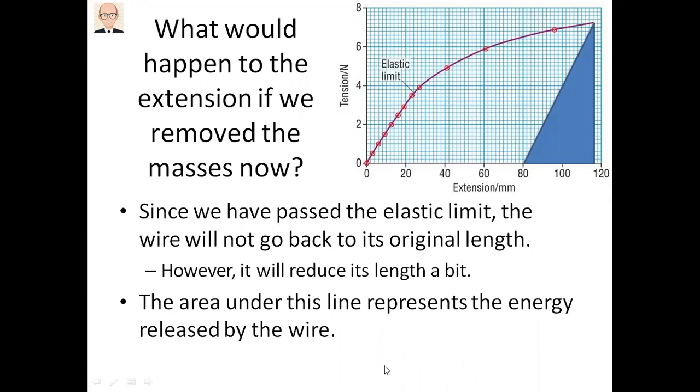The area under this line represents the energy released by the wire. So we just move beyond the elastic limit, and it goes like this. At that point, when we remove the mass, the wire or material is not going to be able to go back or return to its original position. It will go back to here, okay? Because this is going to be a kind of plastic deformation, because we applied too much force and we moved beyond the elastic limit. That's why.